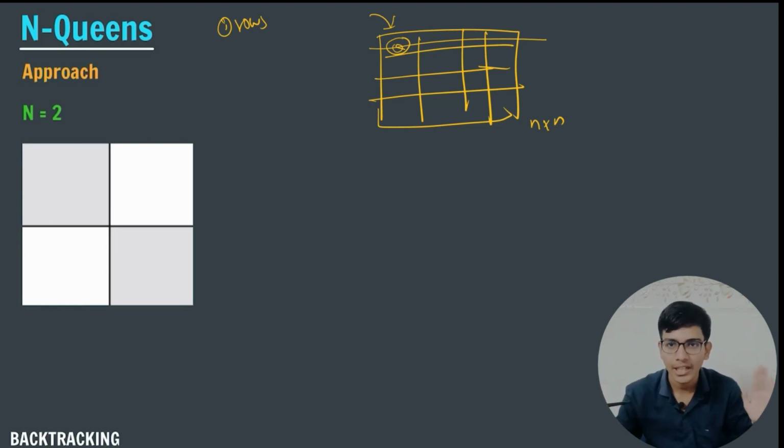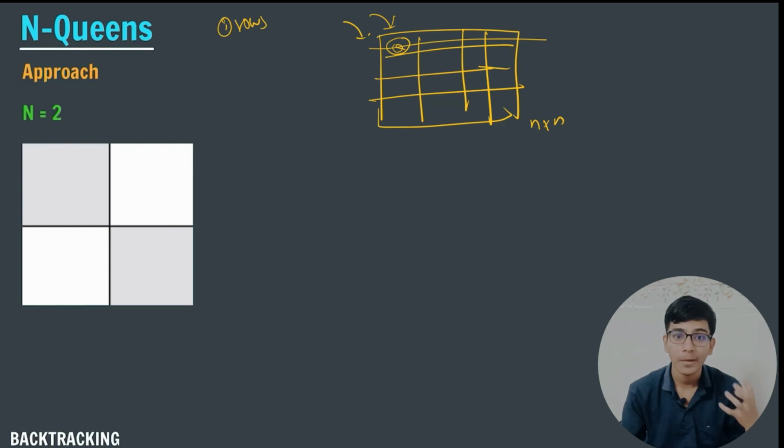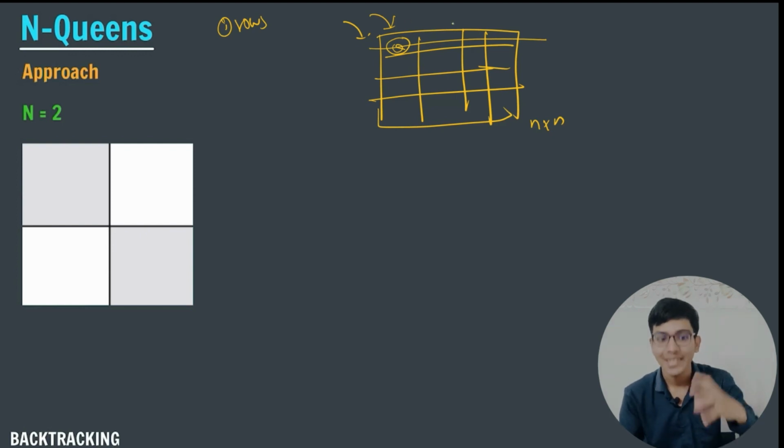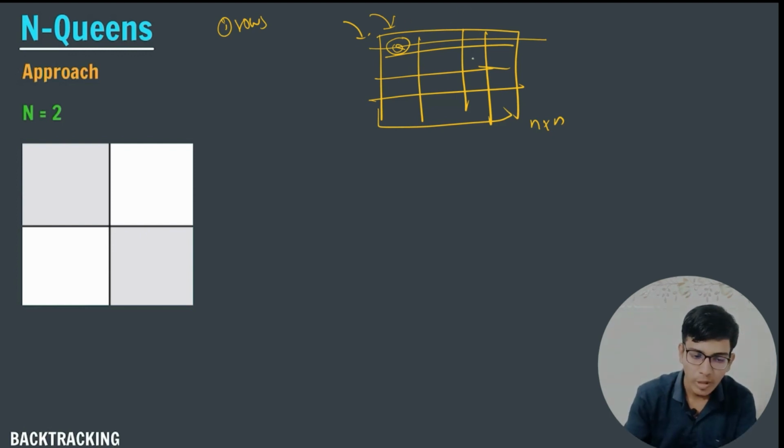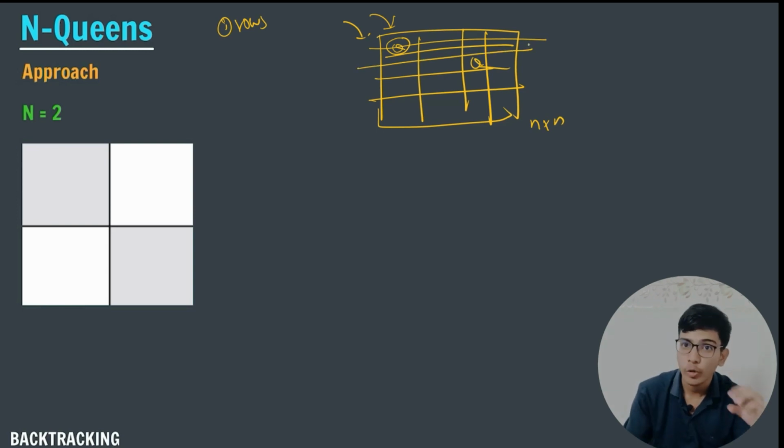I can't place another queen in that row, so I need to figure out how I can place my second queen in the second row. I already placed my first queen in the first row. Now I need to think about how I can place my second queen in the second row. Suppose I place my queen here, then I can't place my third queen in this particular row, because the second queen has occupied the second row.